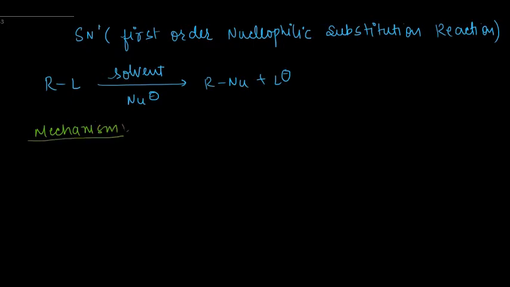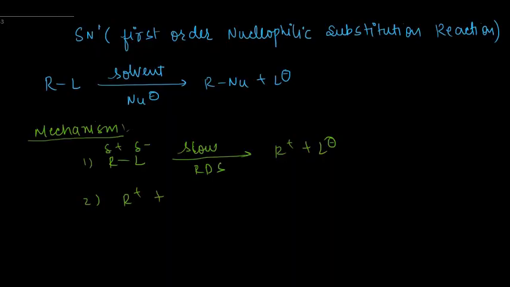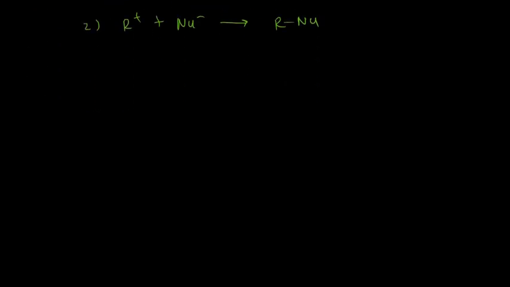Let's understand the mechanism first. We have RL. R has delta positive, L has delta negative. So it is actually a slow step, the RDS. The first step will be slow and it will be the RDS, the rate determining step of the reaction, and it breaks into a cation and an anion. In the second step, the cation is attacked by the nucleophile and forms R-Nu. Now, what are the characteristics of these reactions?